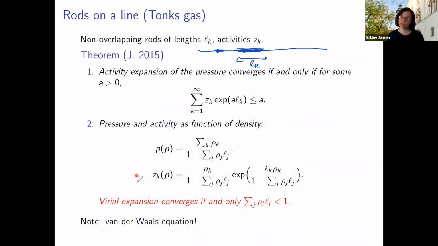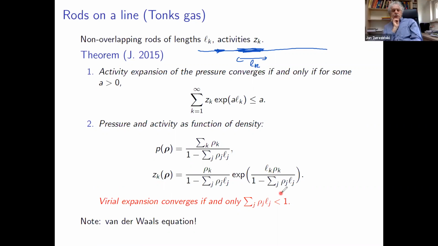You can also invert the density activity relation by hand. And it turns out to be z_k of rho is equal to rho_k divided by 1 minus the packing fraction. And then comes an exponential of the rod length times the density over 1 minus the packing fraction.